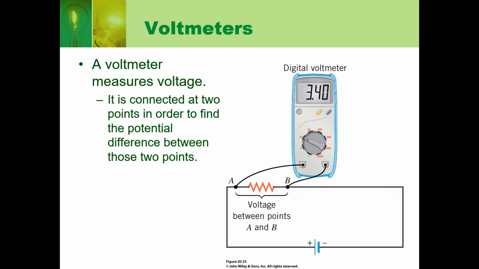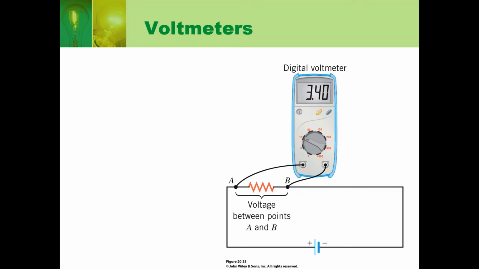So, for example, if you connected the black probe of your voltmeter to the negative side of your battery and the red probe of your voltmeter to the positive side of a battery, you should get a positive potential difference because charges that are going through the battery are gaining potential energy, so they're gaining potential.